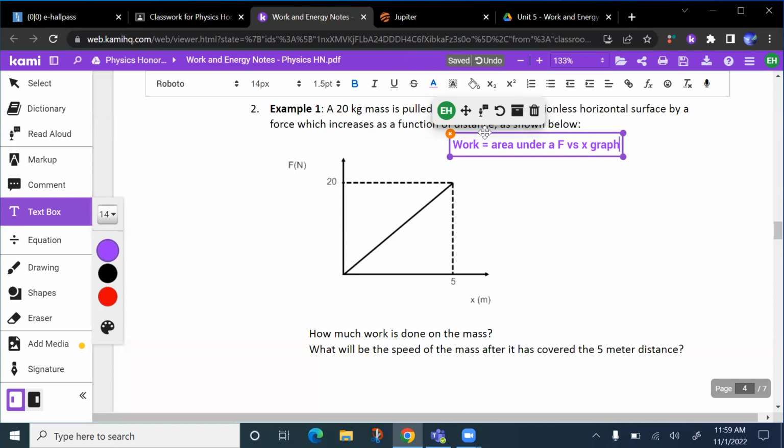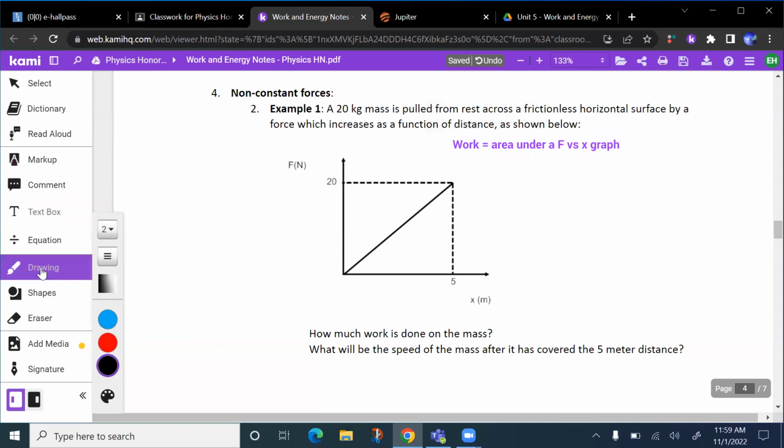A 20 kilogram mass is pulled from rest along a frictionless horizontal surface by a force which increases as a function of distance as shown below. So you can see that the force is increasing from 0 to a value of 20 newtons, right, over 5 meters. So as it's getting farther, the force is getting stronger. So how much work is done by the mass?